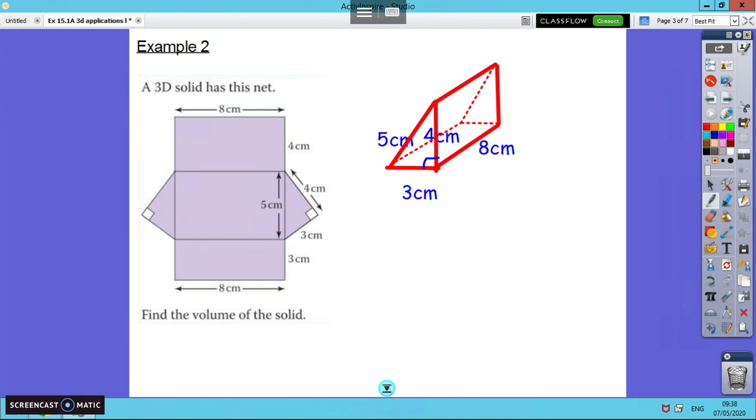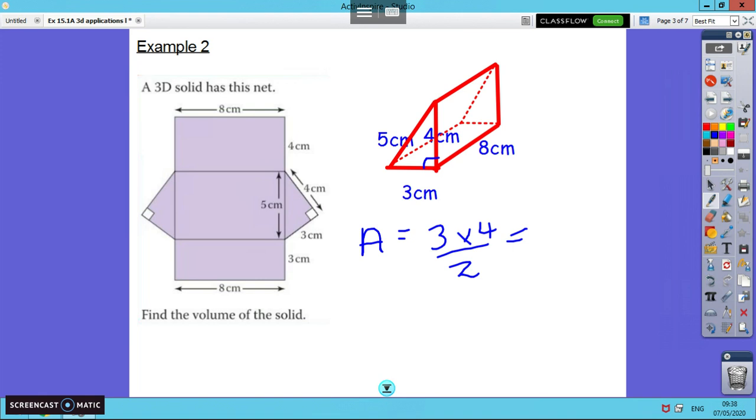So let's find the area of the cross section. So the area of the triangle. Now a few of you forgot to divide your triangles by 2 for your volume work the other day. Tut, tut, tut. Very, very bad. Mustn't forget that you need to do 3 times 4 and then divide by 2 afterwards. Okay? Because otherwise you're just finding the area of a rectangle, aren't you, if you don't divide it by 2.